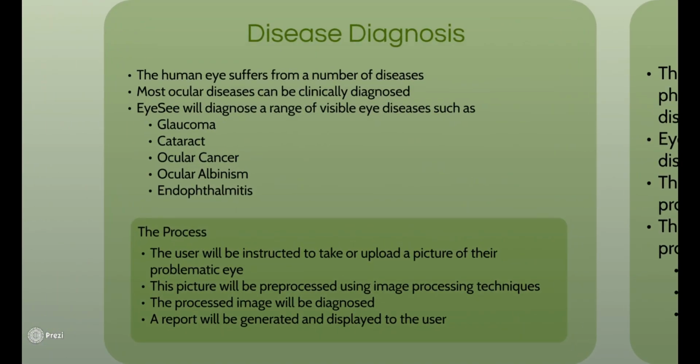Disease diagnosis. The human eye can suffer from a number of diseases, most of which are clinically diagnosed, which means that they can be diagnosed simply by examining the symptoms and the signs of the disease with the naked eye. In order to diagnose a disease, for example, in the conventional way, an individual will simply visit a doctor who will examine the eye in bright lighting and nothing but their naked eye, and ultimately diagnose the disease and prescribe the further steps. The diseases that EyeSee caters to include glaucoma, endophthalmitis, cataract, ocular cancer, and ocular albinism.